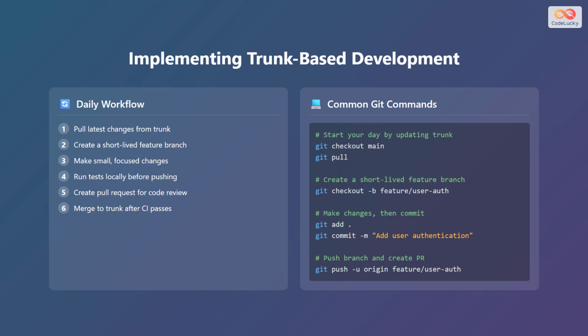Here are some common Git commands you'll use daily. To start, check out the main branch and pull the latest changes. Create a short-lived feature branch. Make your changes and commit them with a descriptive message. Finally, push your branch to the remote repository and create a pull request for review.